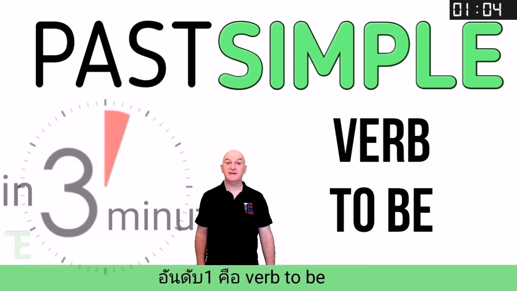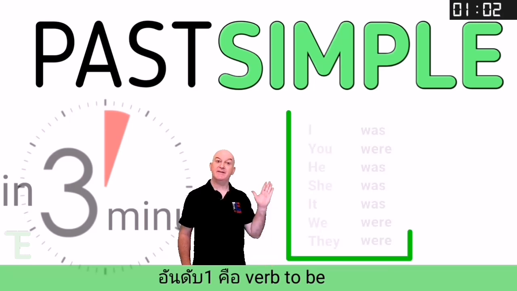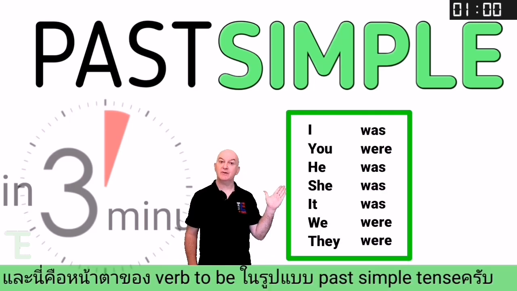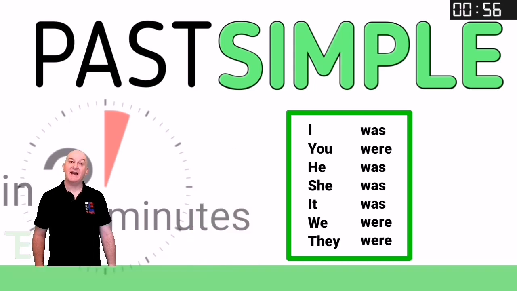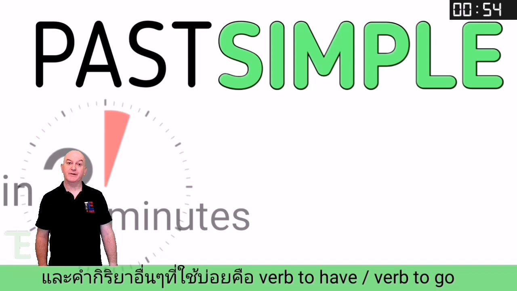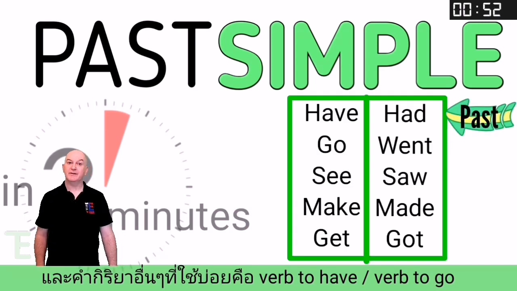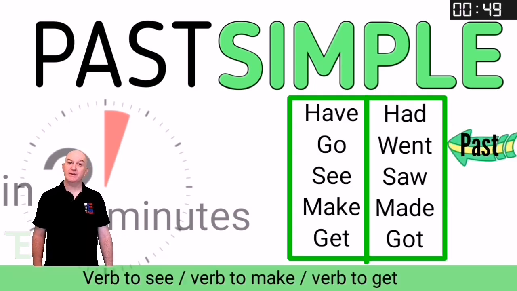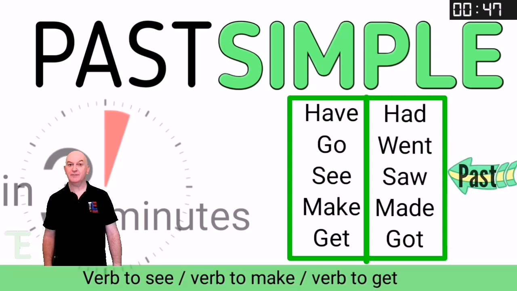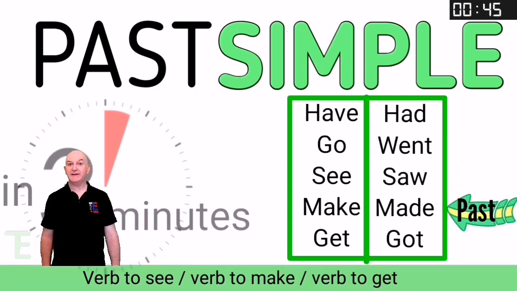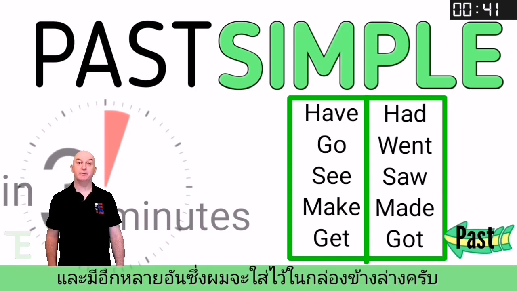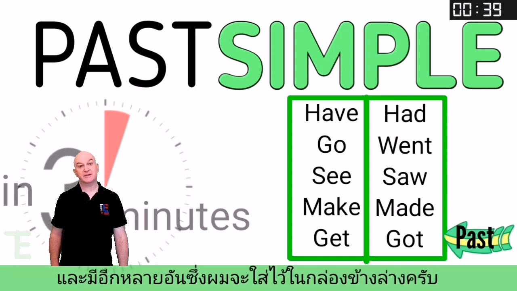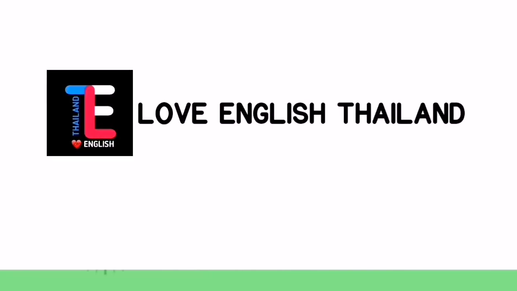The top one is the verb to be, and this is what the verb to be looks like in the past simple tense. And other popular verbs are the verb to have, had, the verb to go, went, the verb to see, saw, the verb to make, made, and the verb to get, got. But there's many more, and I'll put some in the description box for you below.